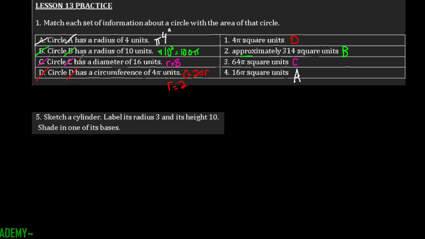Alrighty, for number 5 on the back, real simple. It says just sketch that cylinder, label a radius. It's radius 3, and its height 10. So I'm going to actually show you how to do this one. Let's draw it horizontally, so that way it's a little bit different. So we're going to draw it on its side. Change it up a little bit.